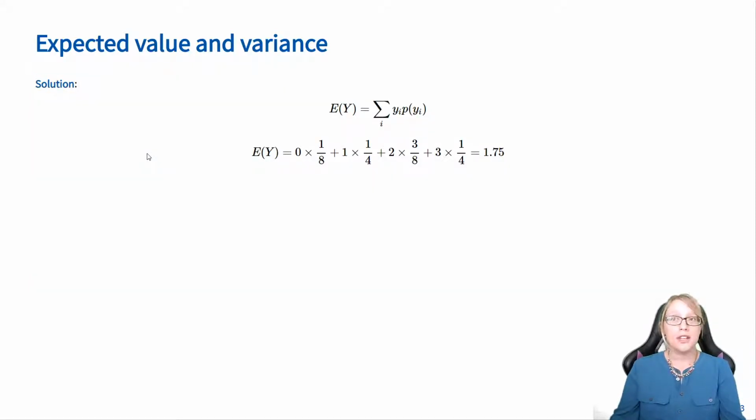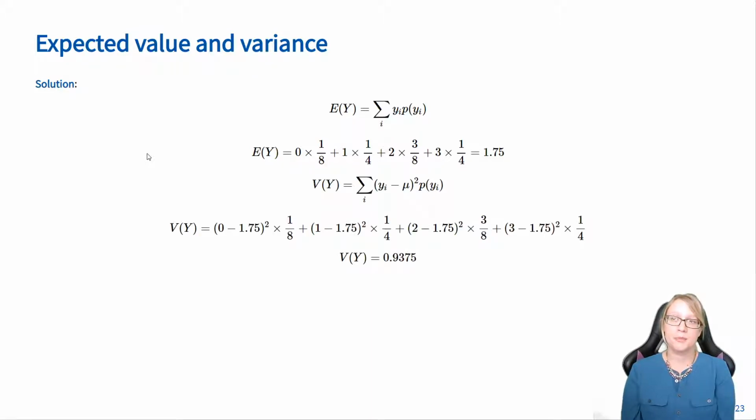Let's start with the expected value. So the expected value is going to be the sum of all of the individual values of y times their corresponding probabilities. So the expected value is 0 times the probability of observing a 0, which is 1/8, plus 1 times the probability of observing a 1, which is 1/4, plus 2 times the probability of observing a 2, which is 3/8, plus 3 times the probability of observing a 3, which is 1/4. So we get our expected value to be 1.75.